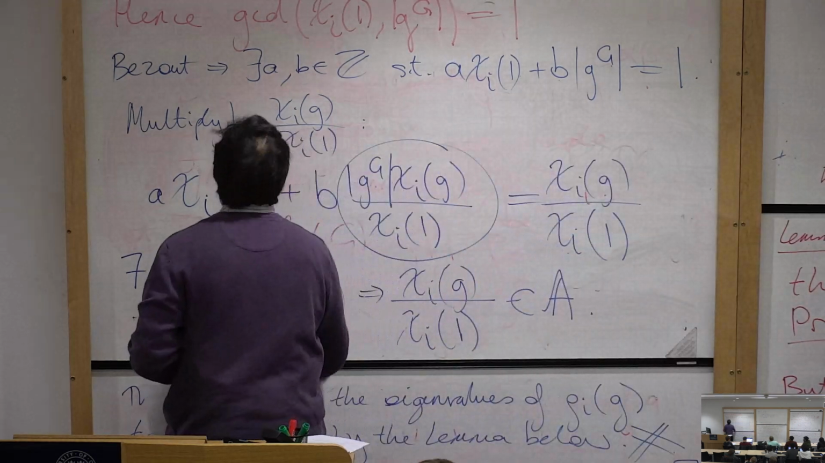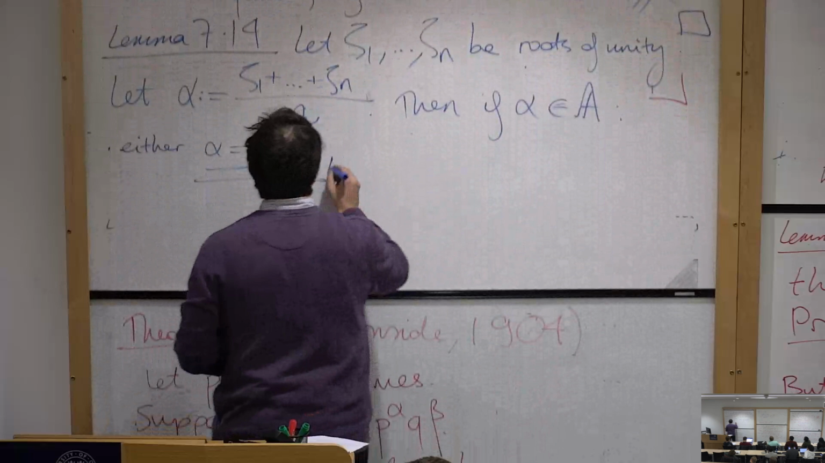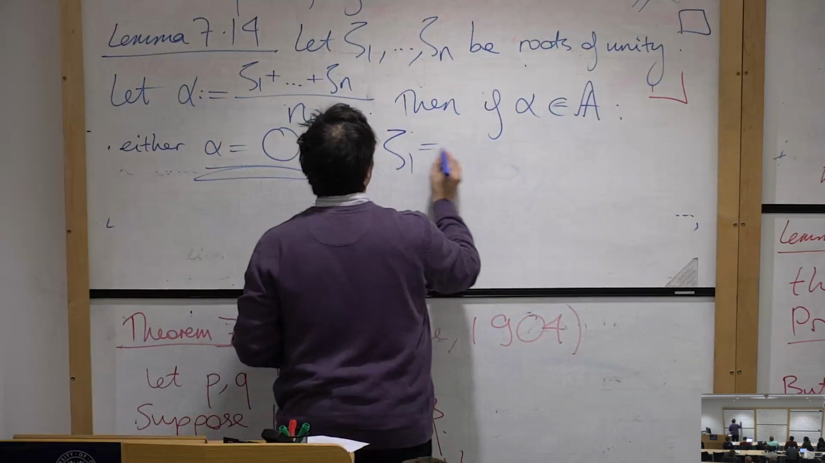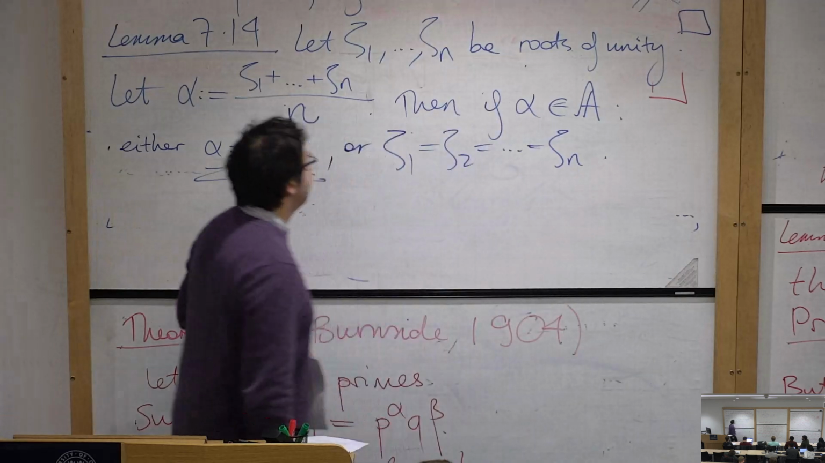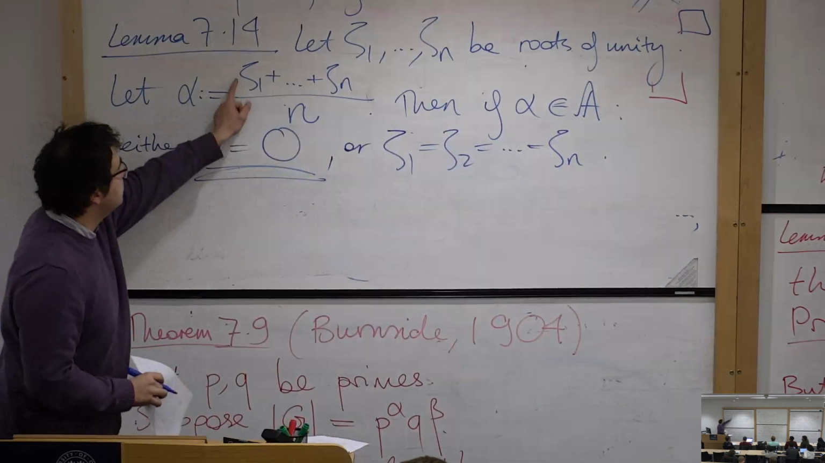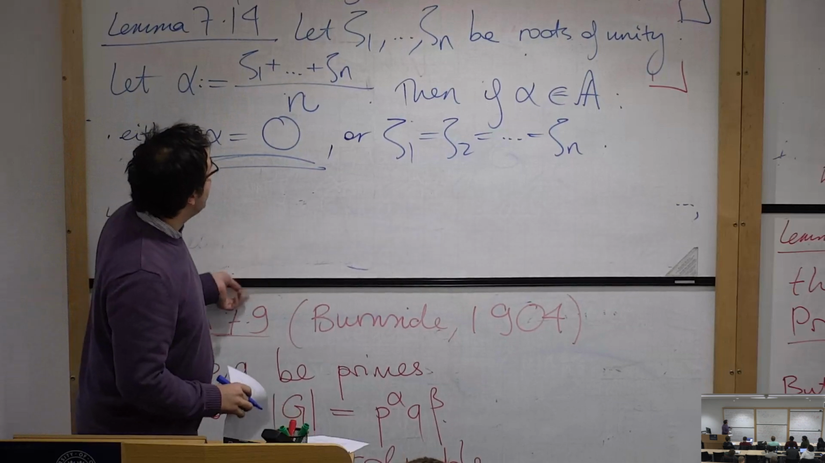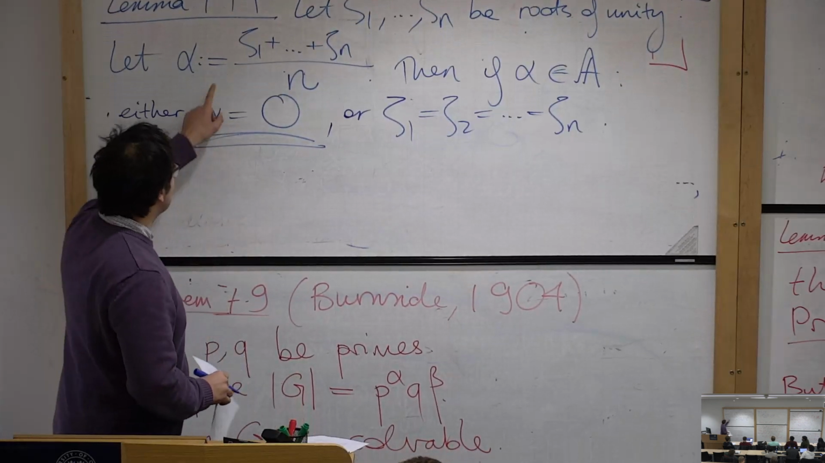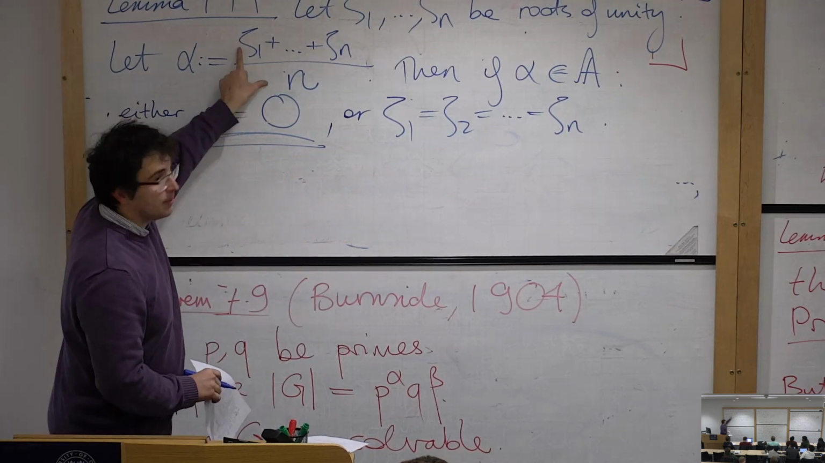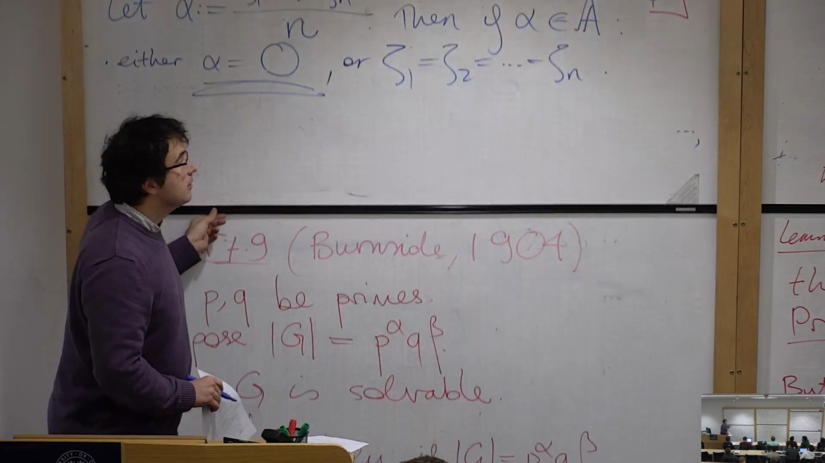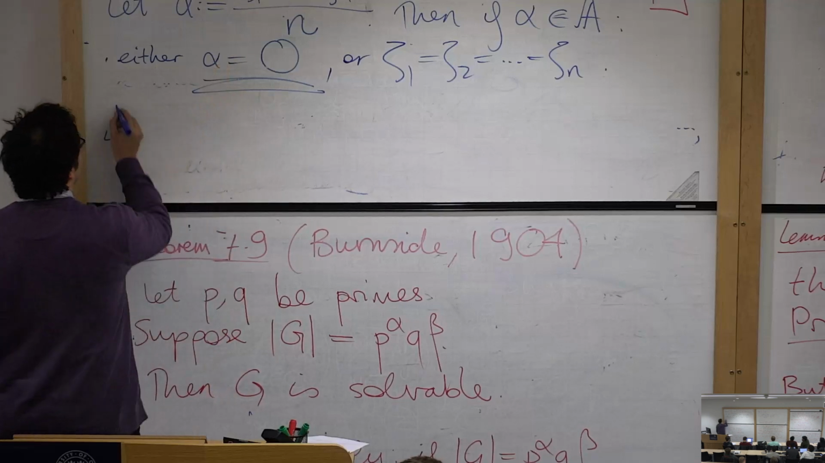Or, no, the only way the average of n roots of unity can be an algebraic integer is if this average is either 0 or of absolute value 1, in which case, of course, this is just like some zeta. So this is not obvious.